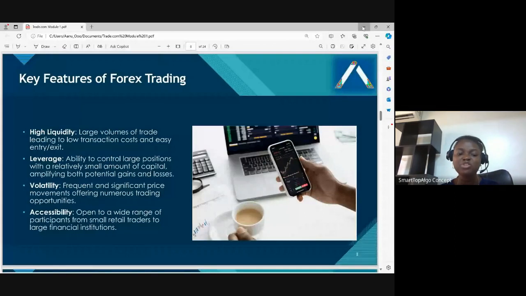Lastly, accessibility. Open to a wide range of participants, from small retail traders to large institutions. So no matter your level, whether I have big money or small money, it accommodates everyone. The only thing is, the higher your capital, the higher your profit. How much capital you have will determine how much profit you can make. If you want to open a shop, you need to first pay for the shop, you need to buy the goods and services. This one, all you need is your phone and your laptop. It's accessible. Even if you have a small phone, yes, you can still trade with your small phone and make money. So these are the features or the advantages of trading forex.